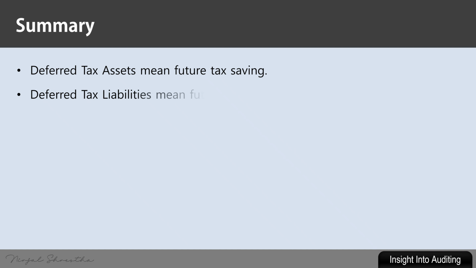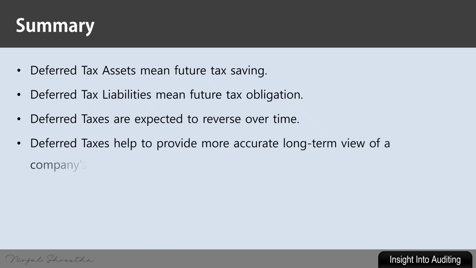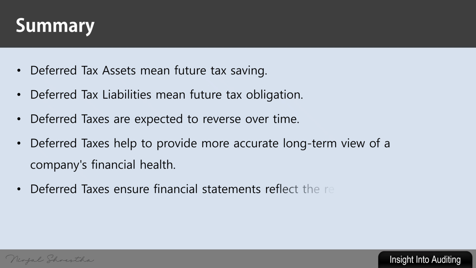In a nutshell, we can say that deferred tax assets mean future tax saving. Deferred tax liabilities mean future tax obligation. Deferred taxes are expected to reverse over time. Deferred taxes help to provide a more accurate long-term view of a company's financial health. Deferred taxes ensure financial statements reflect the real economic substance of a company's tax position.